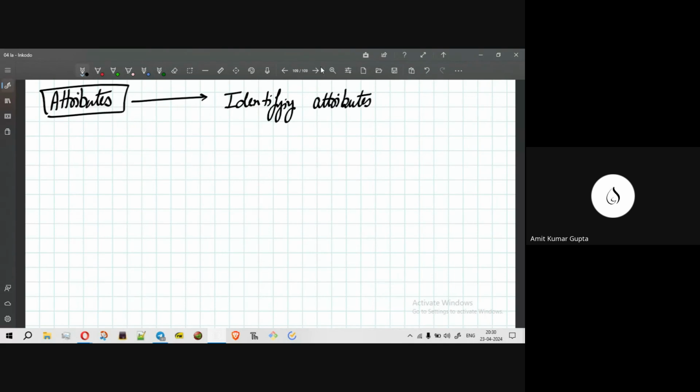First thing is identifying attribute. Someone explain what is an identifying attribute. It is quite self-explanatory. Someone, not Ratha, anyone else. Which identifies the user. Nice, nice. What's your name, man? Daljot sir. Can you please repeat? Daljot sir.